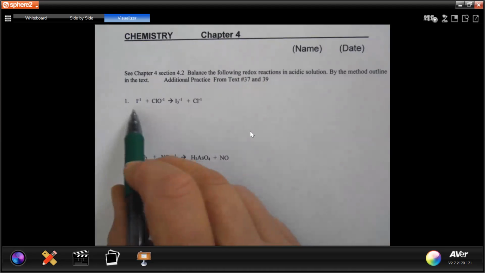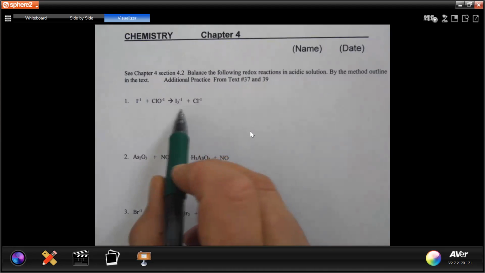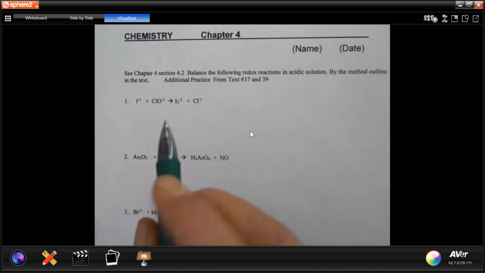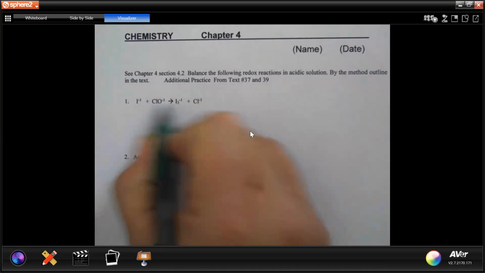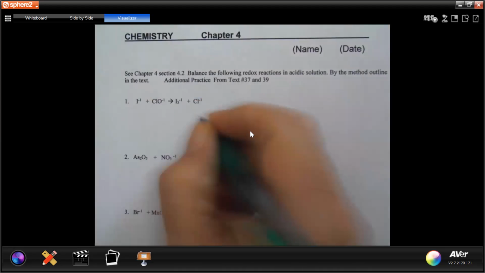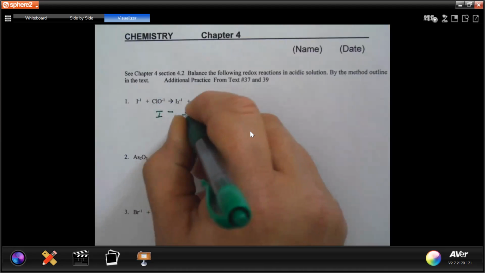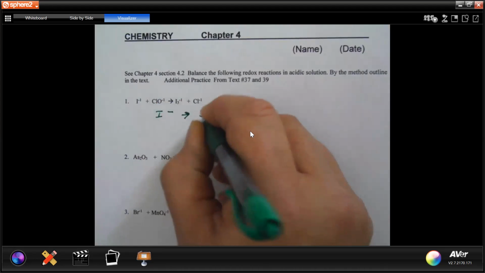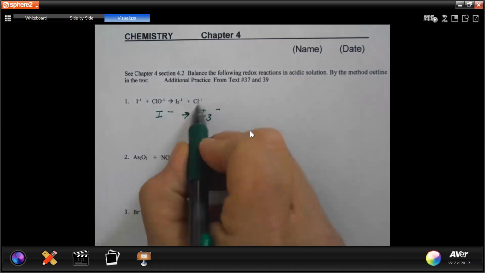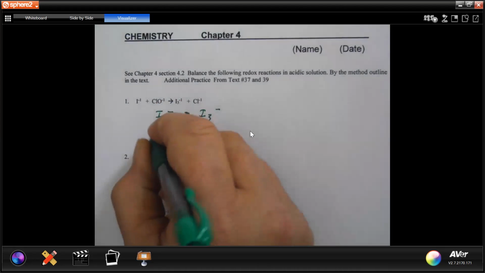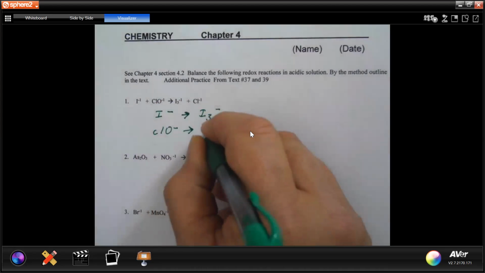So to balance this, I'm just going to break it into 2 what we call half reactions, a half reaction for the oxidation and a half reaction for the reduction. And I'm just going to keep like things together. So my 2 half reactions for this one are just going to be the I minus changing into I3 minus. And the other half reaction are the 2 things that have chlorine in them: ClO minus going to Cl minus.